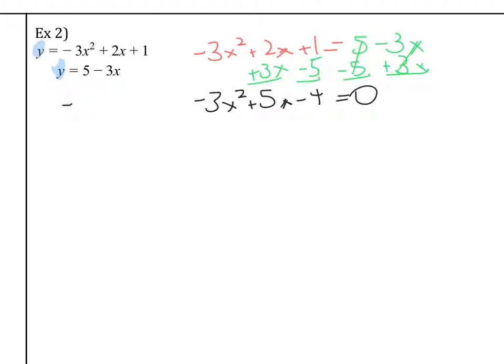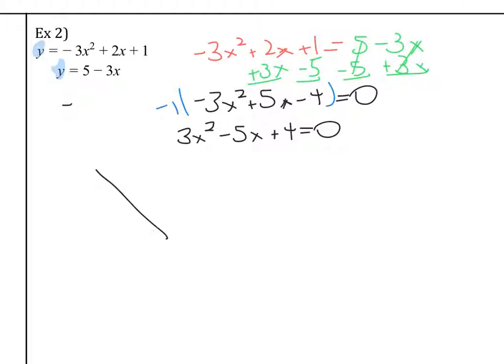What I like to do is have my x squared value positive. So I'm going to multiply by a negative in order to change it, or you could change sides by adding. So I'm going to change it to positive 3x squared, and this becomes negative 5x. This becomes a positive 4 equals 0.